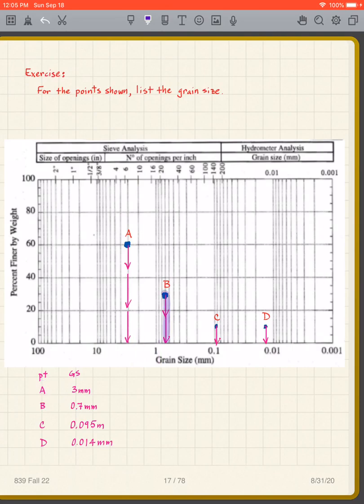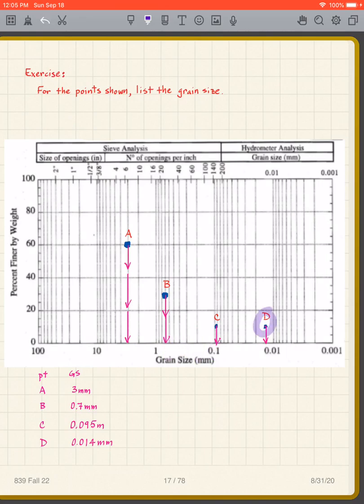For point B, it's what? Well, this is point 1, that's 1. So this is going to be point 1, point 2, point 3, point 4, point 5, point 6, point 7. So point B is 0.7 millimeters.